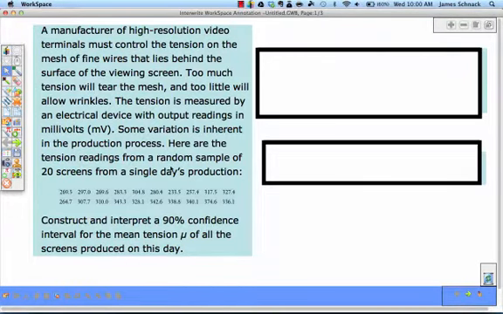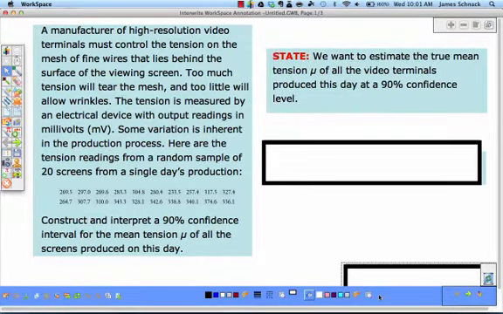Here are the tension readings from a random sample of 20 screens from a single day's production right here. We want to construct and interpret a 90% confidence interval for the mean tension mu of all the screens produced on this day so that we can put on the box for this view screen that the tension will be this amount. And we want to make that claim fairly certain. So we're going to run through the 4-step process. Why don't you pause the video right now and get these data values put into your graphing calculator, because we're going to use that pretty extensively in this example to help us through.